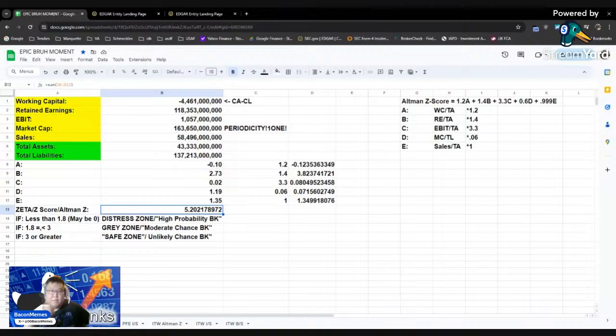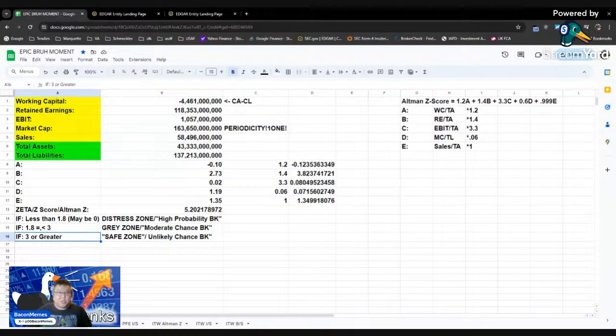That being said, if a company had an Altman Z score of 3 or higher, I butchered this by the way, I apologize, as far as mathematical expressions go, I'm better with Excel, barely, than Google Sheets. That being said, 3 or higher, safe zone, unlikely chance of bankruptcy. It's hard to go bankrupt, conceptually, as far as these ratios go, if you have things like actual sales, retained earnings, positive EBIT, and so on and so forth.